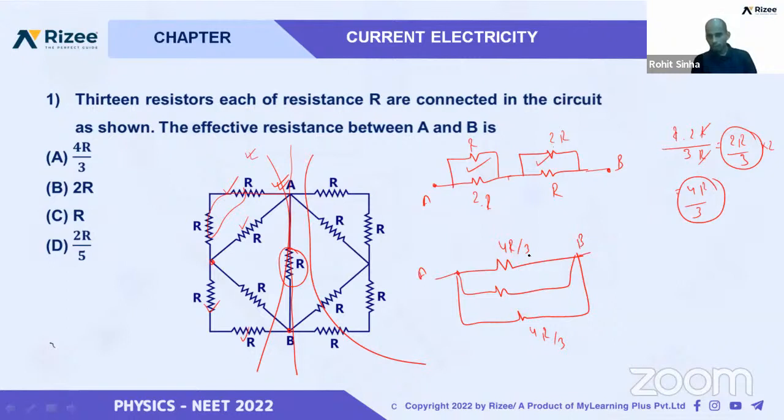You can solve it. You can see 4R by 3 and 4R by 3 in parallel. For two resistances in parallel, we know it is R by N, so 4R by 3 by 2. Now it is parallel to this one R. We solve it like this: 4R by 6 into R over 4R by 6 plus R. Solve this, then you will get the answer.